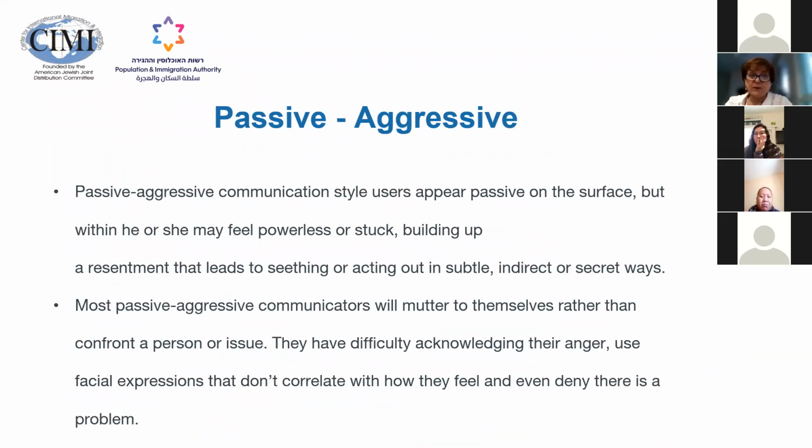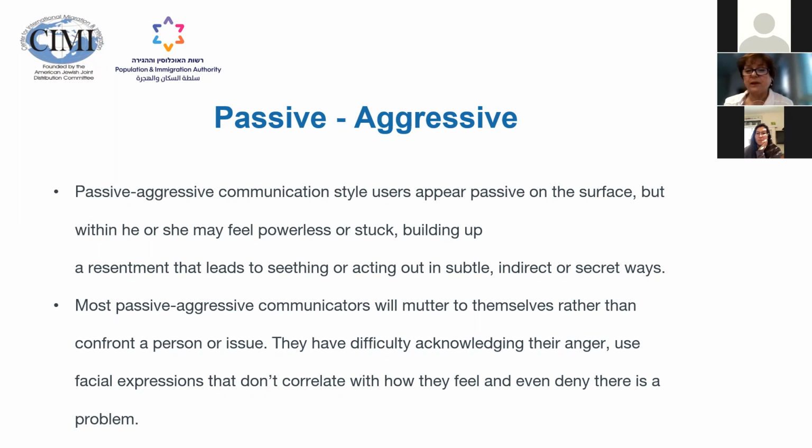And of course, there's the passive aggressive. Passive aggressive communication style users appear passive on the surface, but within he or she may feel powerless or stuck, build up a resentment that leads to seething or acting out in subtle, indirect, or secret ways. Most passive aggressive communicators will mutter to themselves rather than confront a person or an issue. They have difficulty acknowledging their anger, use facial expressions that don't correlate with how they feel, and even deny that there is a problem.